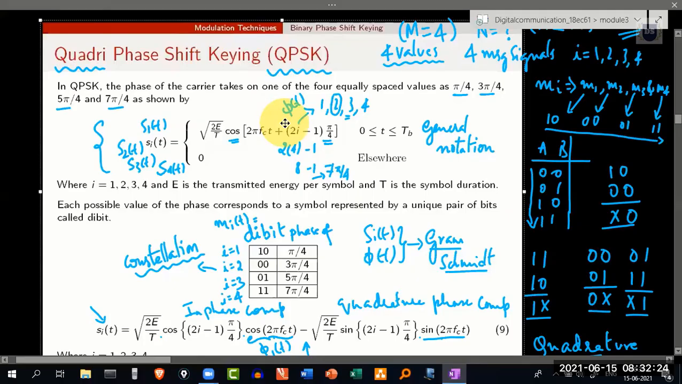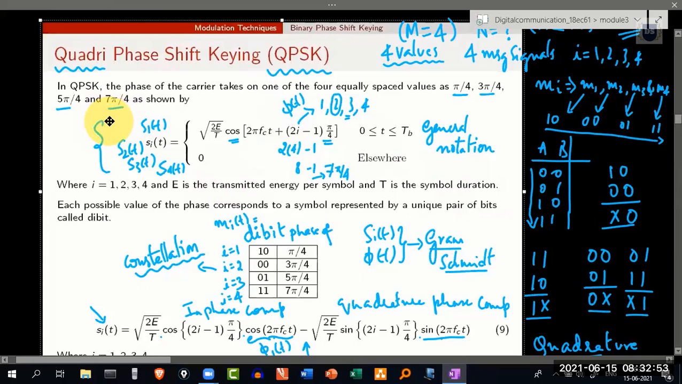Well, in our previous class, we were discussing quadriphase shift keying, abbreviated as QPSK, which has four message signals: M1 of t, M2 of t, M3 of t, and M4 of t. So these are the four message signals. And over here, I can think of each message as containing a dibit, like 10, 00, 01, and 11.